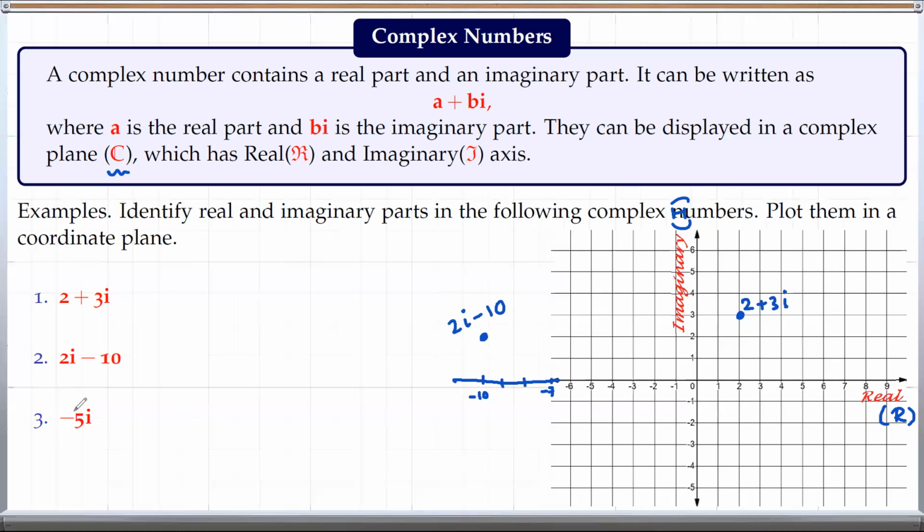And -5i. So you see, we can write this as 0 minus 5i. So the real part is actually 0. The value on the horizontal axis is 0, which is right here. And the imaginary part is -5i, which is down here. So this is -5i. So this way we can plot any complex number on a coordinate plane.